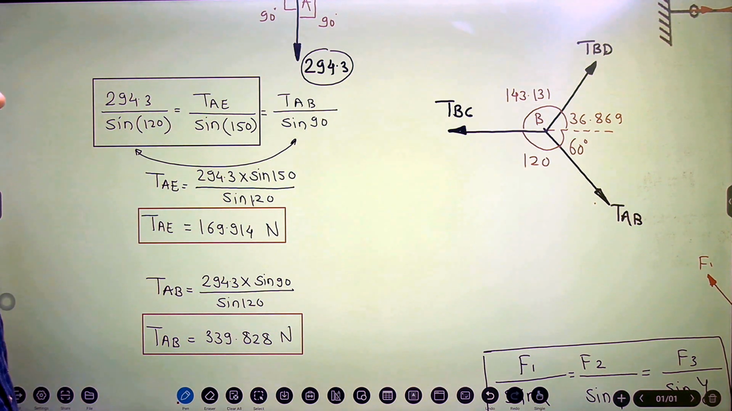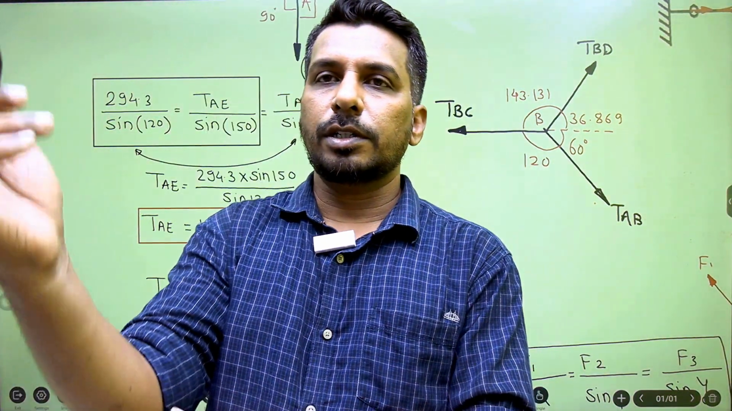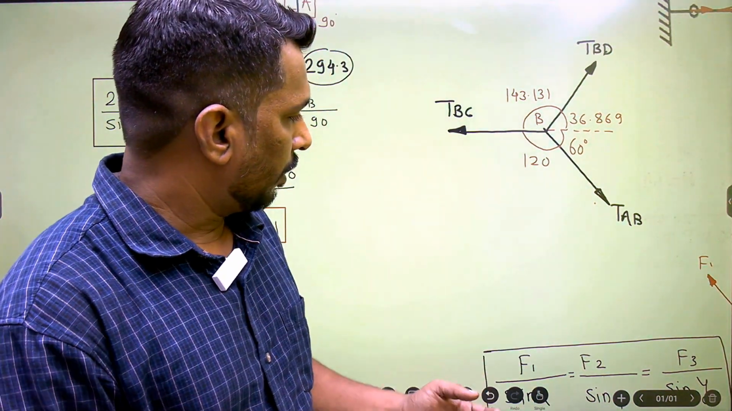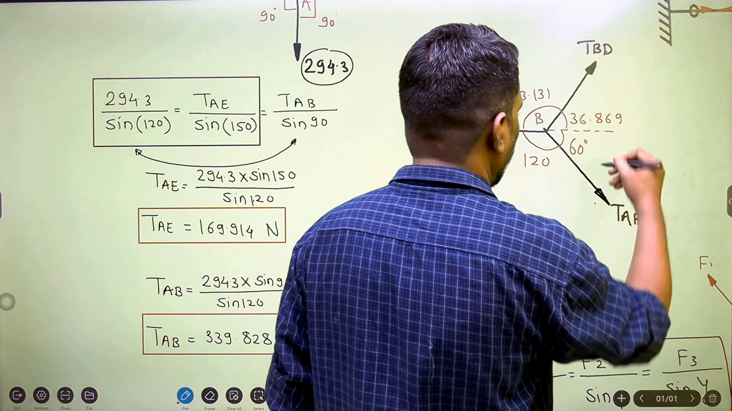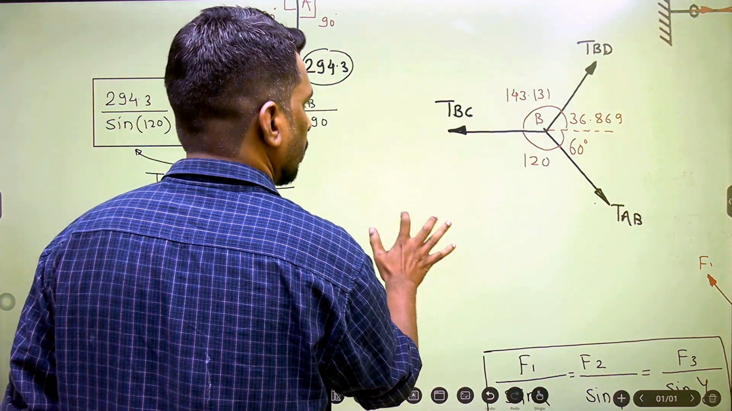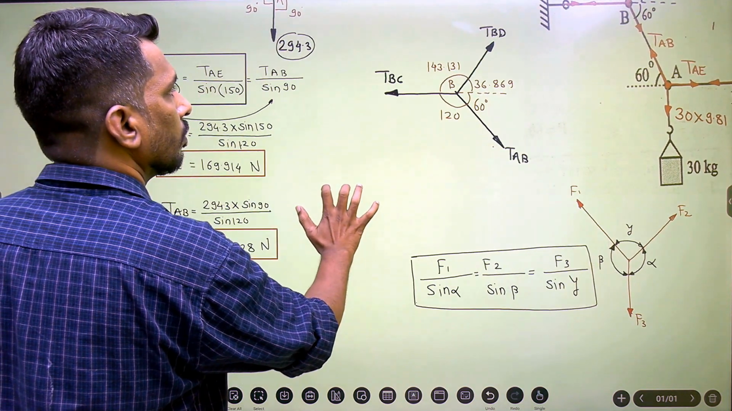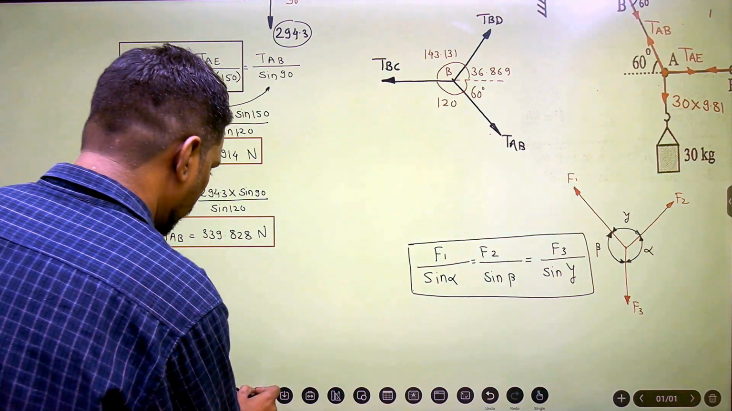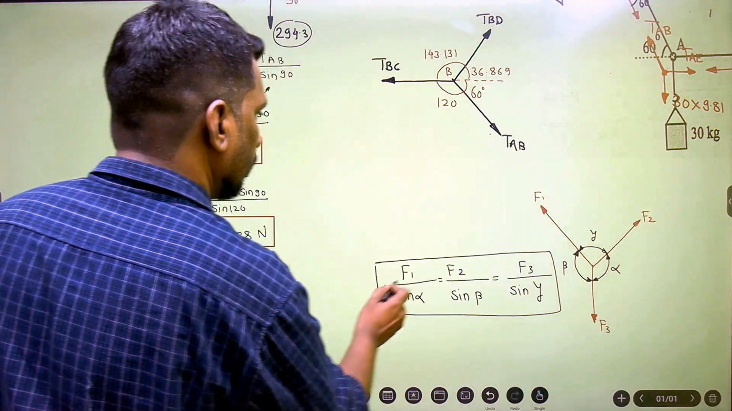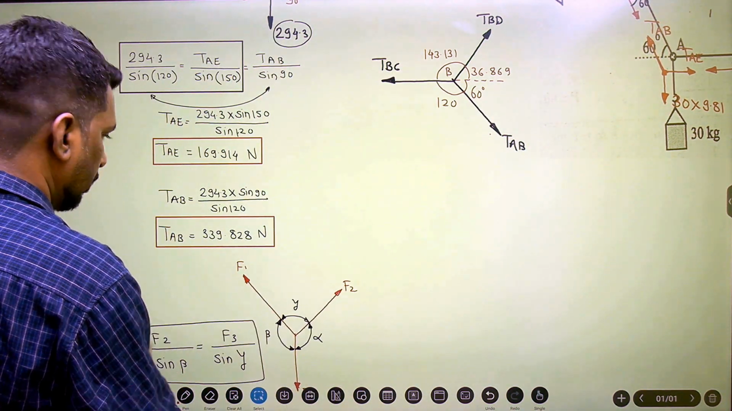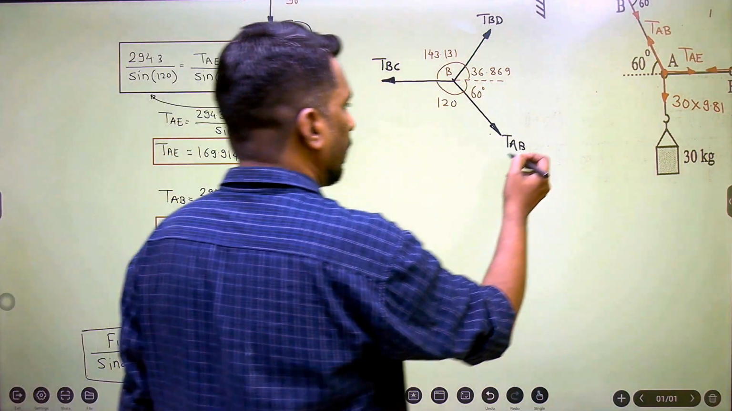After solving the FBD of point A, now we'll proceed further and apply Lami's theorem at point B in order to get the remaining unknowns. Here now TAB is known to you in this FBD. So now I'll solve the FBD of point B. So here TAB is known to you now.